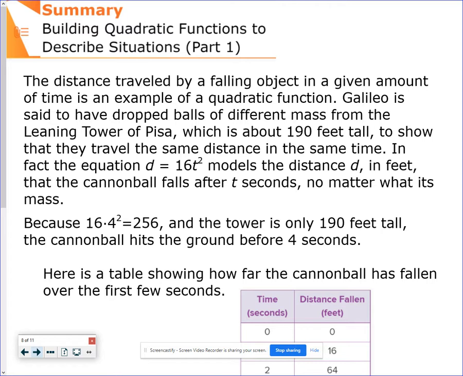Now that's ignoring wind resistance, right? If you had a feather, for instance, it's going to kind of float. That's different. But he had these different balls or different rocks or whatever that were different sizes, different masses, and they all fell the same way. And that was that model that he came up with.